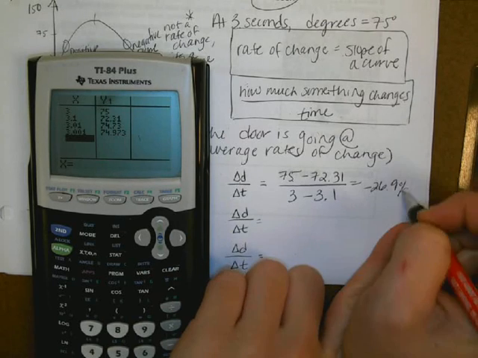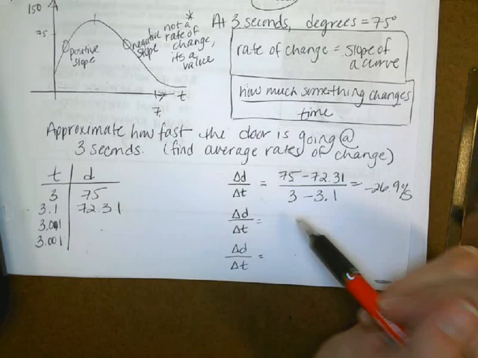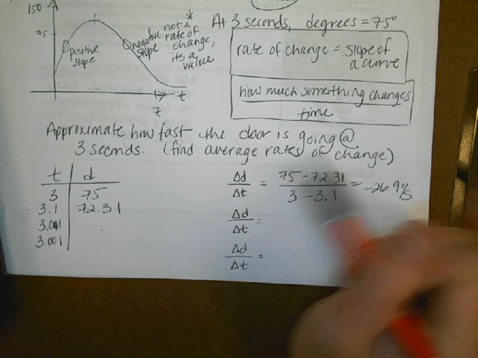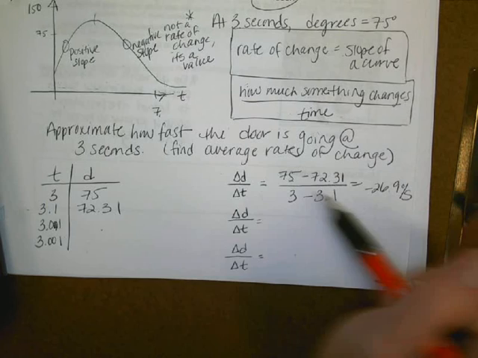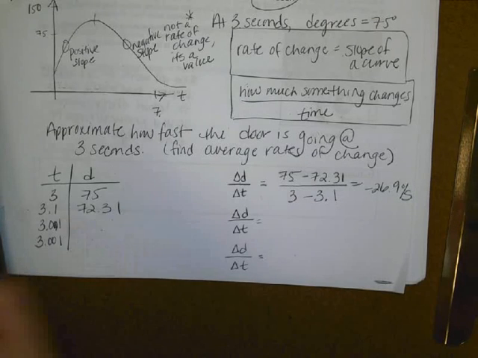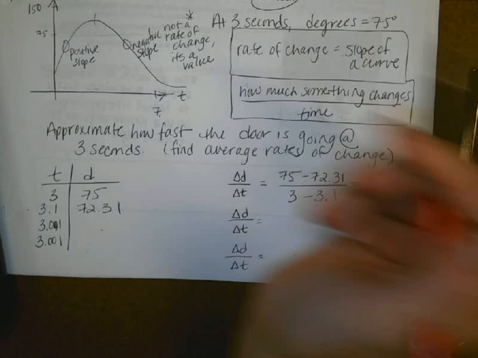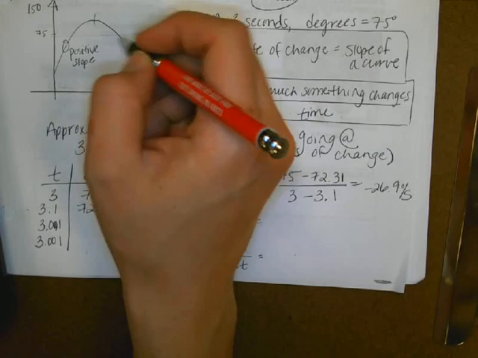So my first average speed, or estimate of how fast it's going, you're finding the rate of change, or you're finding the slope of the curve between 3 and 3.1, those time values, and you get negative 26.9, which, if this is 75, looks like we're looking at that value there.